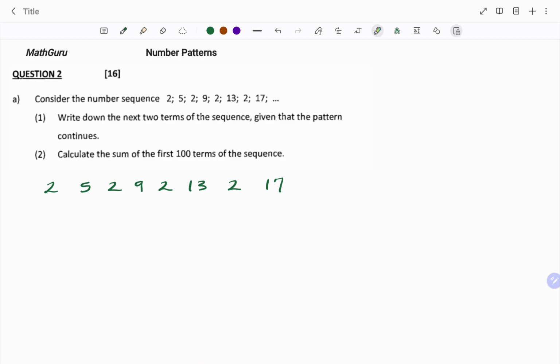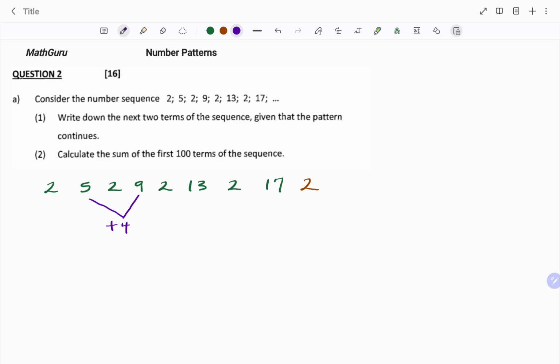If you look at the pattern given, you can see that the pattern starts with a 2 and every other number is a 2. So therefore, I know that the next number would definitely be a 2. However, I need to figure out what the pattern is for the rest of the data given. So I'm starting from 5. If I'm going from 5 to 9, there's an increment of 4. So I have plus 4.